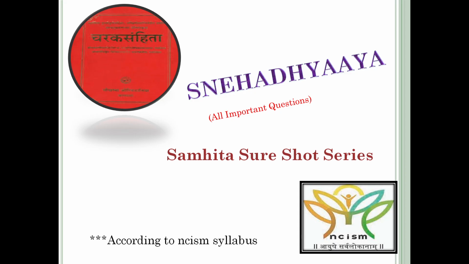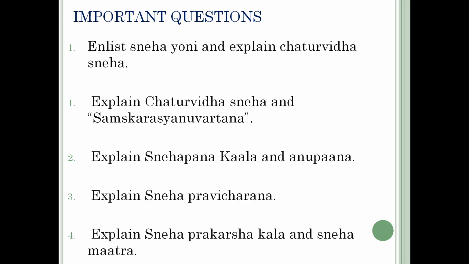We are going to cover all the points of this chapter, all the important questions and important shlokas which have to be by-hearted. So first is important questions. You can see these are the important questions which can be asked for 5 marks and also can be asked for the 10 marks. So I have combined the topics, like here in the third question you can see, explain Snehapana Kala and Anupana.